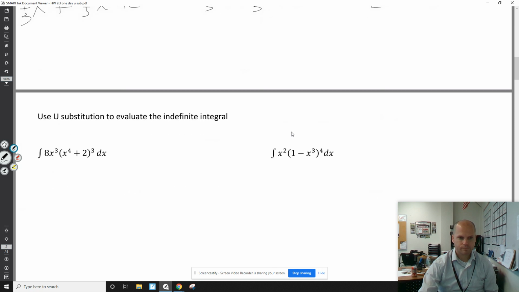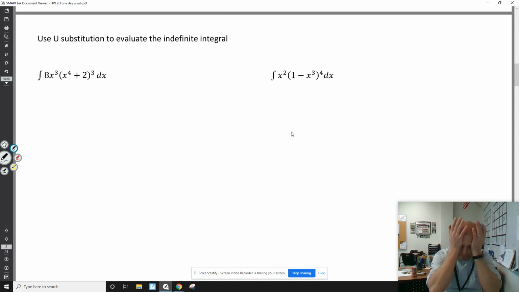Okay. Now, what if it's not that simple? You got stuff like this. Some of you will be able to figure this out. Some of you will be able to see the inside, its derivative, a form of it is right here. Some of you can think, okay, this is like a chain's derivative.